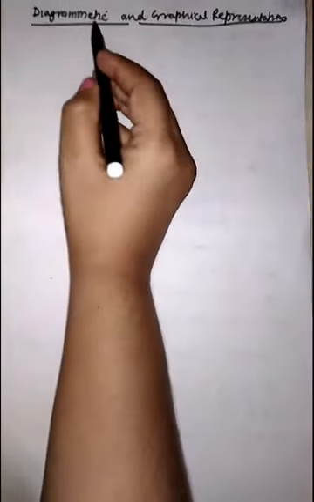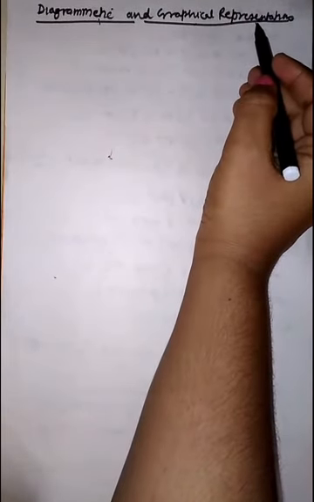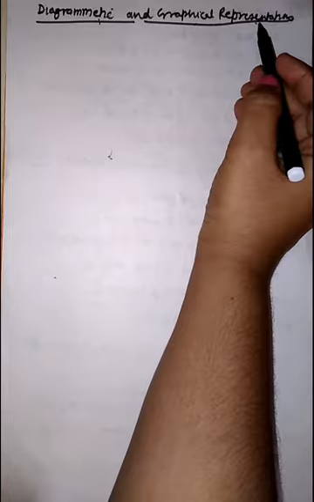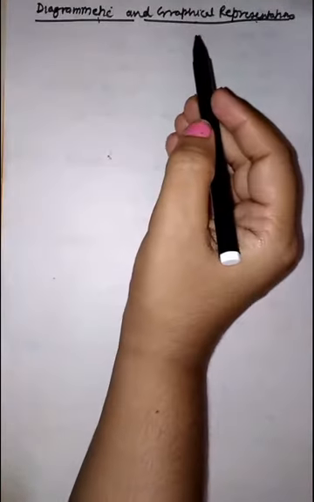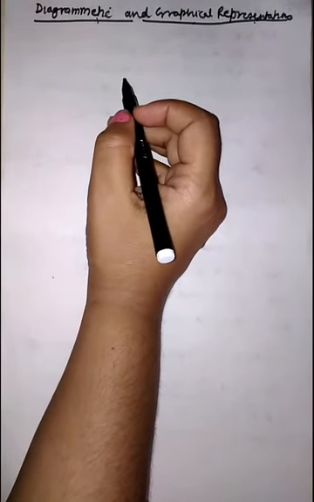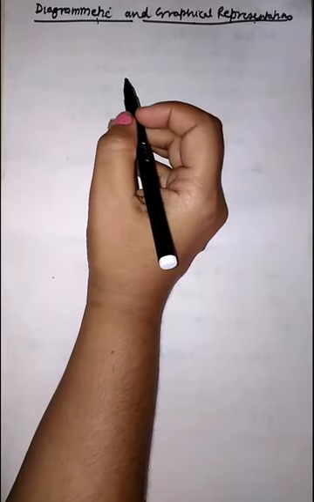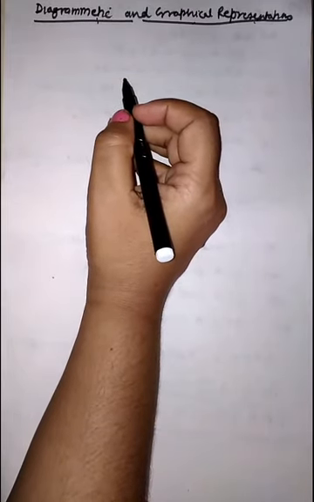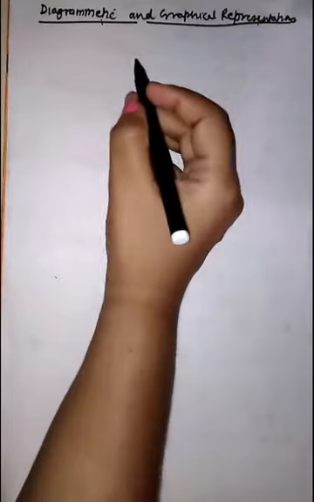Everyone, in the previous lecture we discussed De Morgan's law, the distributive law, and some important results. In this lecture we will discuss the topic of diagrammatic and graphical representation of data. Friends, a question must be coming to your mind: what is diagrammatic and graphical representation?